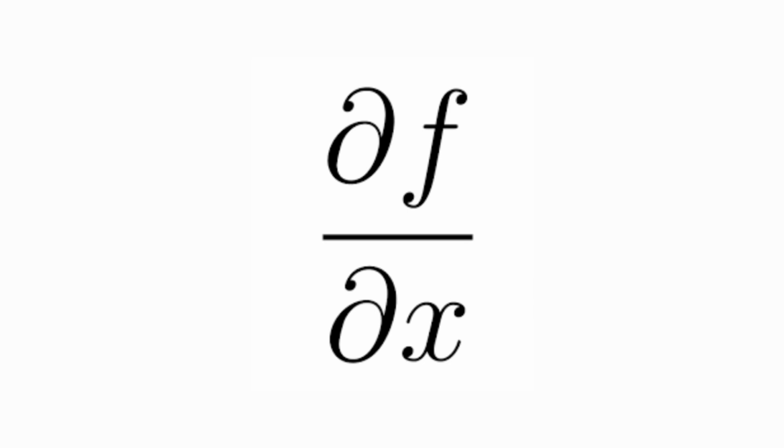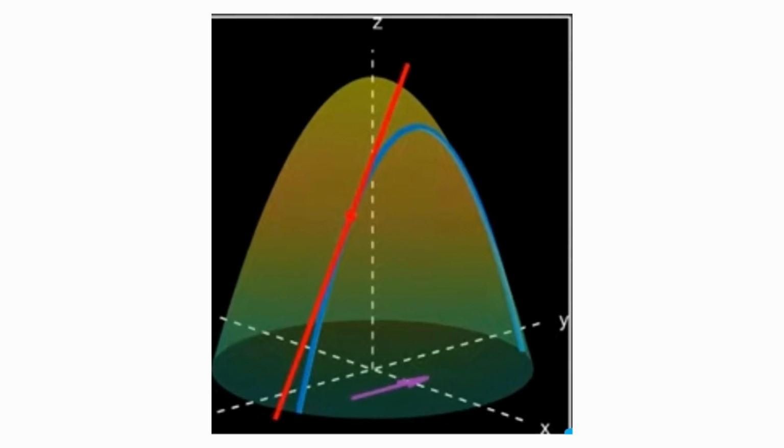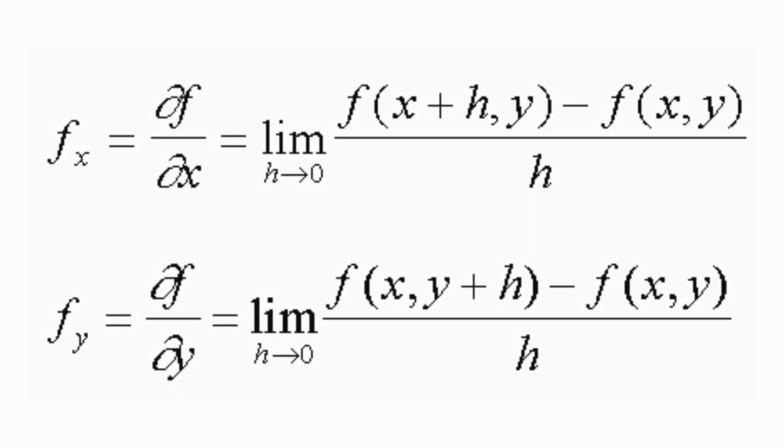This is called a partial derivative, dou by dou x. Similarly, by keeping x constant, we can also move y and differentiate with respect to y, and we can name it dou by dou y. According to the first principle of derivative, the definition of a partial derivative with respect to x and y can be given like this.